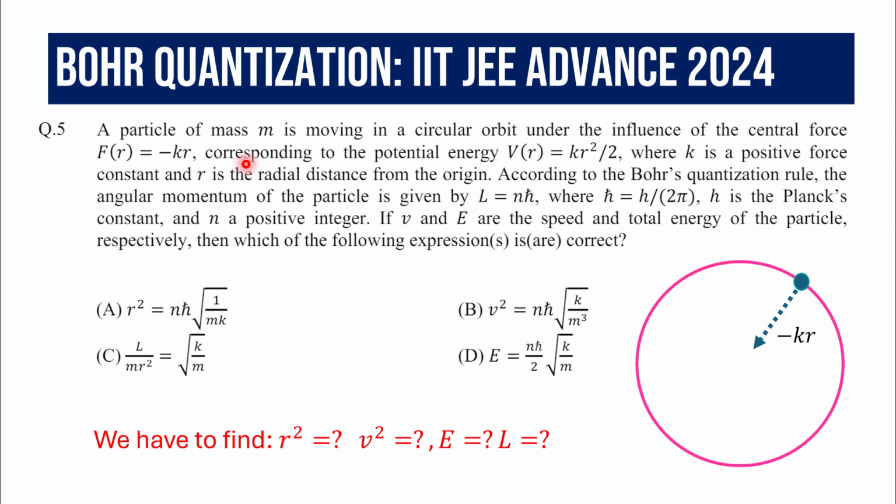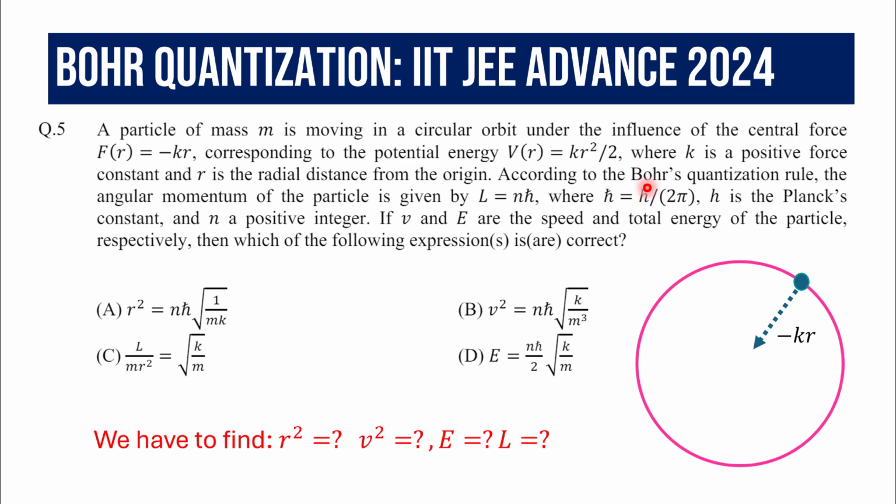Now the problem further says, for this particle the corresponding potential energy is V as a function of r, which is equal to k r square by 2, where k is a positive constant and r is the radial distance from the origin. So now I know the potential energy for this particle, which is a function of r.